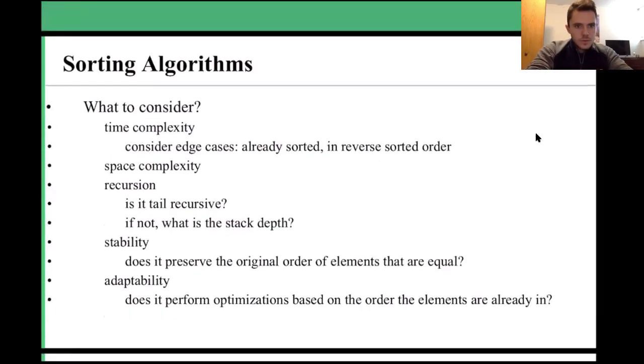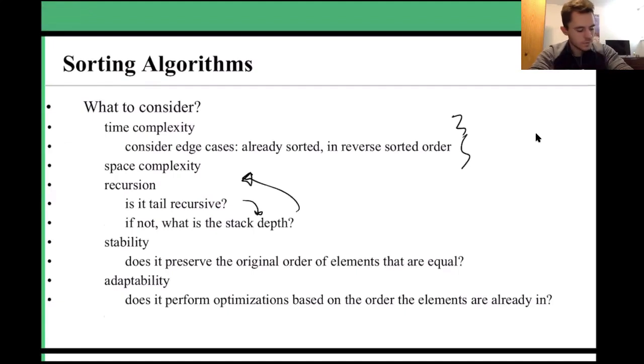So sorting algorithms, things to consider: time complexity, space complexity. These are obviously the big two. Recursion: is it tail recursive? If it's not tail recursive, then you're going to have stacks. So how deep is the stack going to go? That's going to actually affect our space complexity as well.